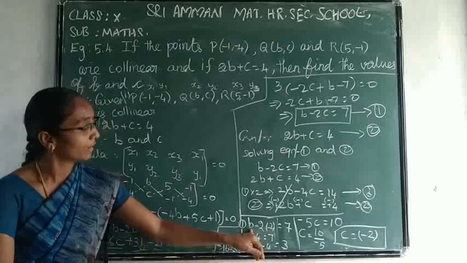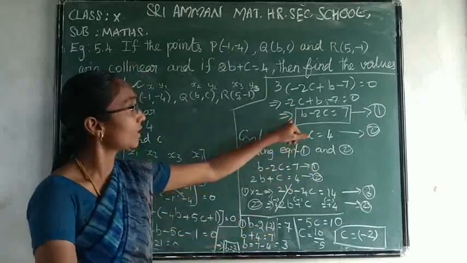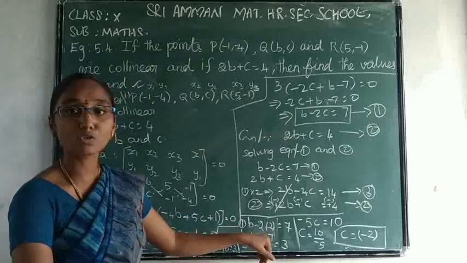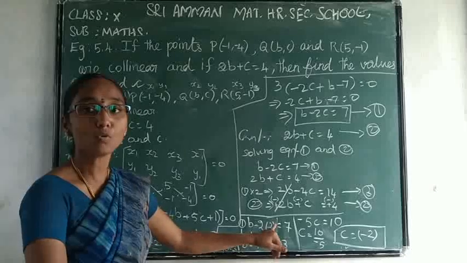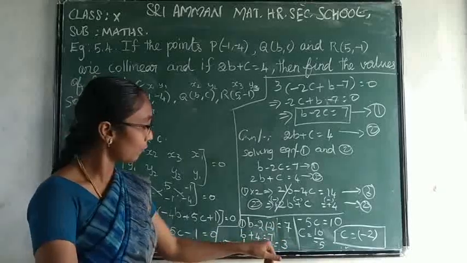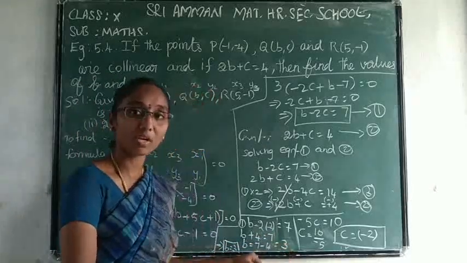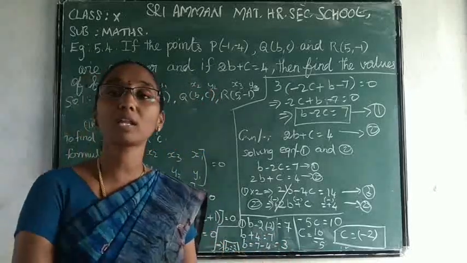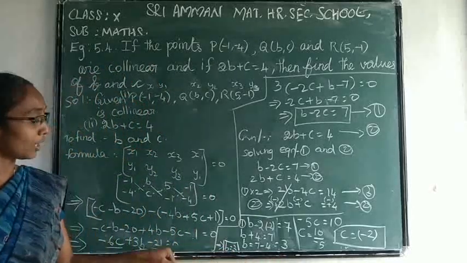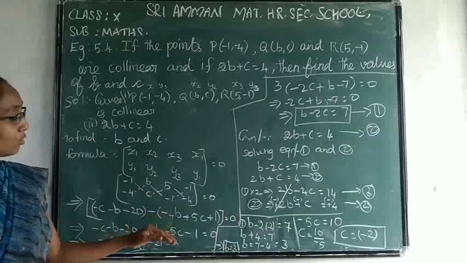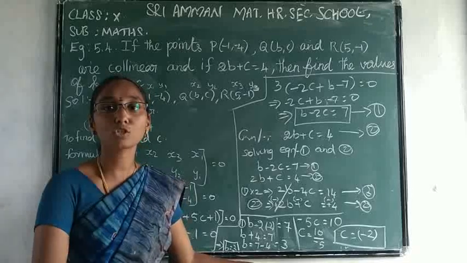Then substitute the value of c in the first equation, b minus 2c. So we get b minus 2 into minus 2 equal to 7. So minus 2 into minus 2 is plus 4. So b plus 4 equal to 7. The plus 4 goes to the right hand side. We get b equal to 7 minus 4. So the value of b equal to 3. Finally the values of b and c are b equal to 3, c equal to minus 2.